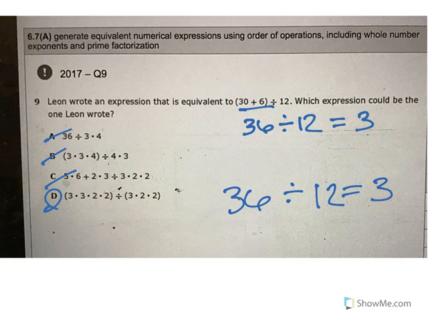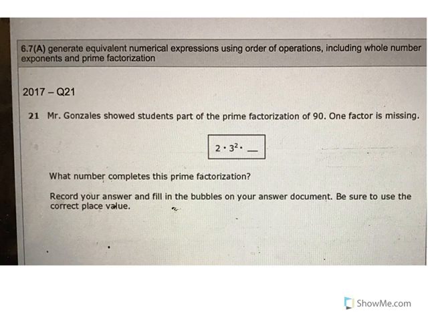This one is similar to prime factorization. They broke down 36 and 12 into their prime factorizations, but this also combined the order of operations. So again, on this problem, knowing the rules of PEMDAS, order of operations, and knowing prime factorization helped us figure this out, and it was D.